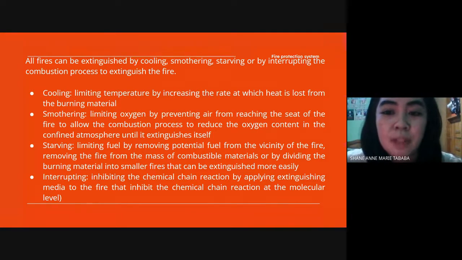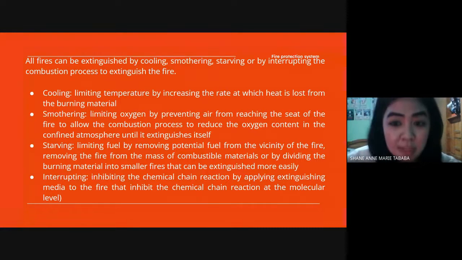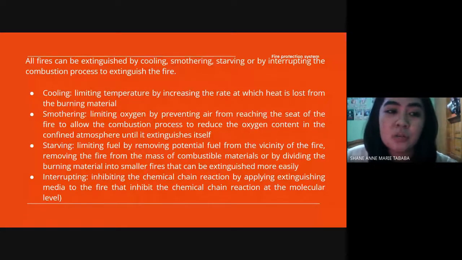That is the separation method. The last is inhibition, or the interruption of the chemical chain reaction. It is applying extinguishing materials to the fire that block chemical chain reactions at the molecular level. Using a dry chemical powder breaks down the chain reaction. What this means is using a fire extinguisher when something is burning. We commonly see this in hotels, motels, and restaurants, where if something burns, they use a fire extinguisher.